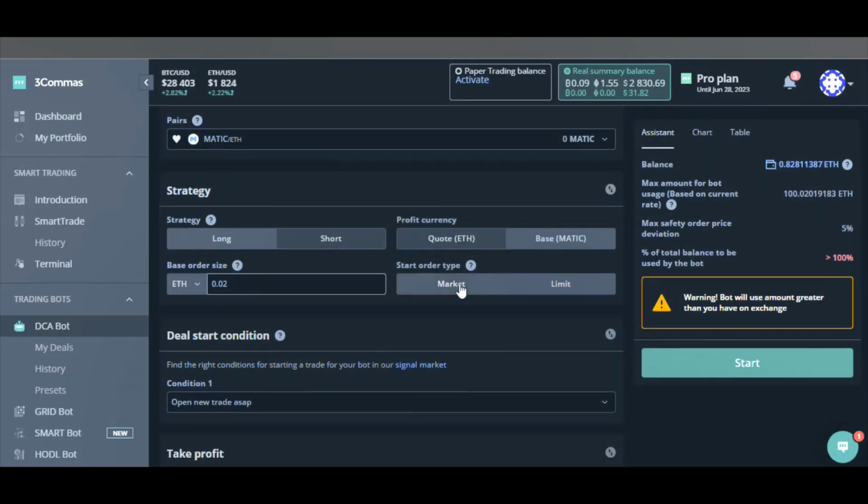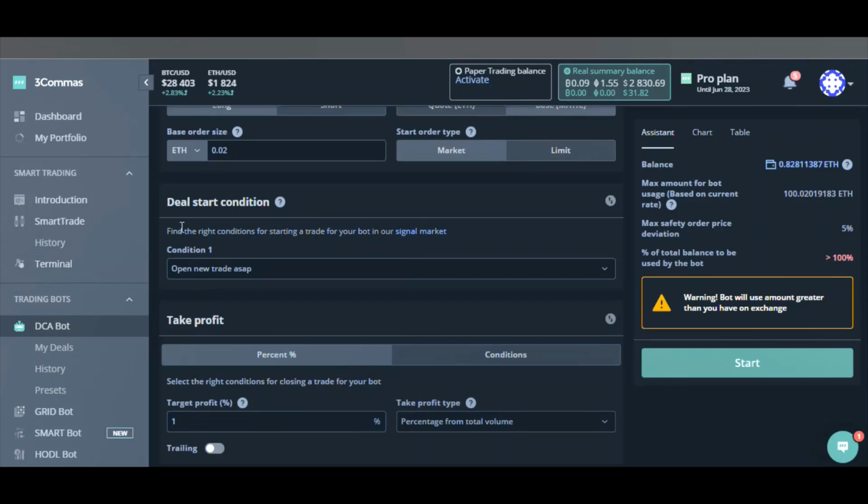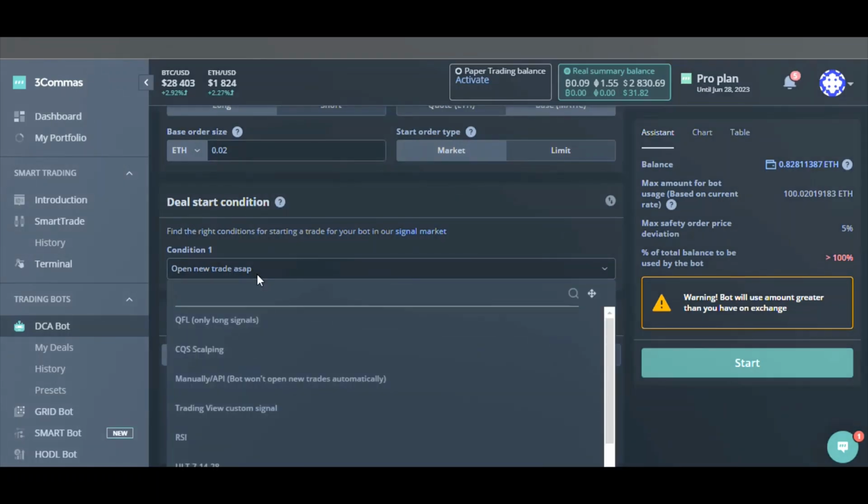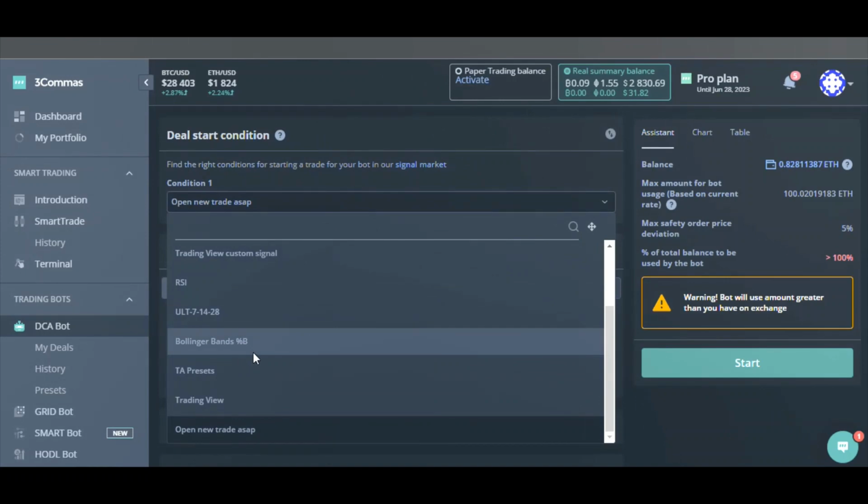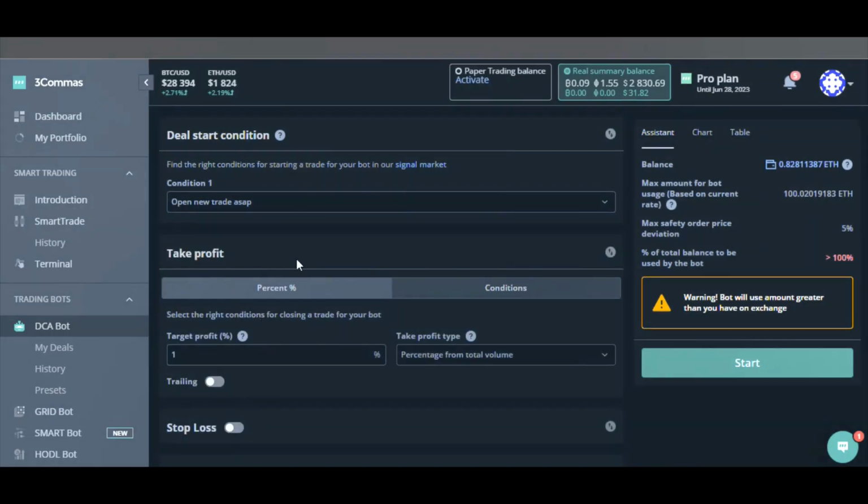The start order type I would like to keep market. If you like, you can keep them limit as well, but just keep it market order. Then the deal start condition, there are so many conditions available: QFL, SecuX scalping, trading view, RSI, ULT, Bollinger Bands, TA presets, trading view, open trade as soon as possible. I prefer open trade as soon as possible because this is a dollar cost average bot.